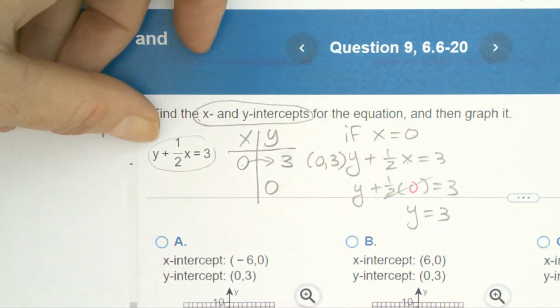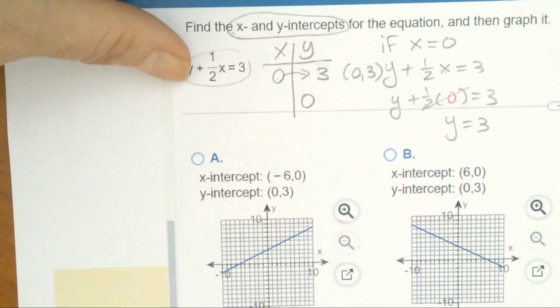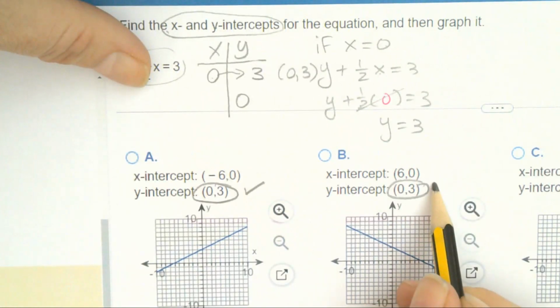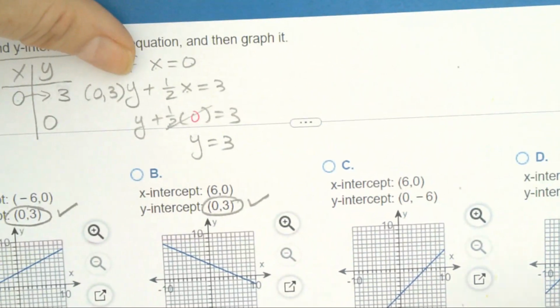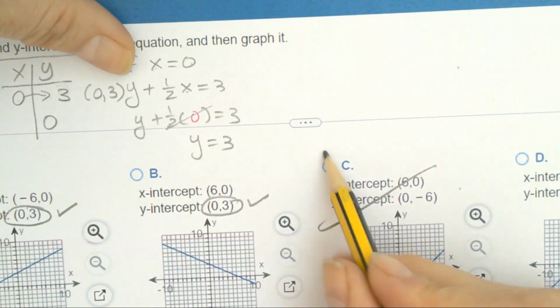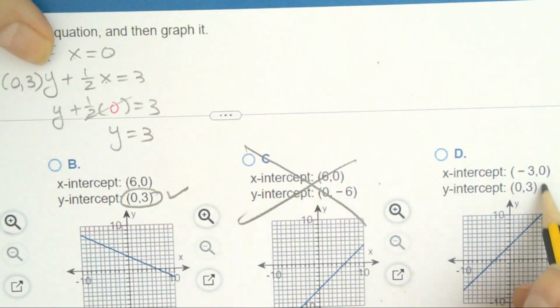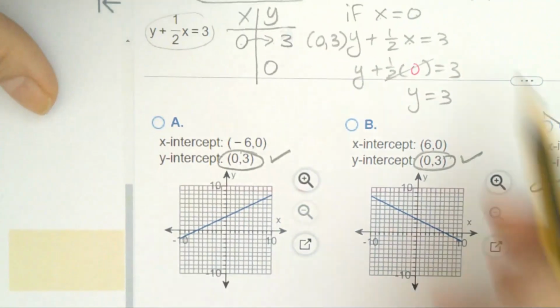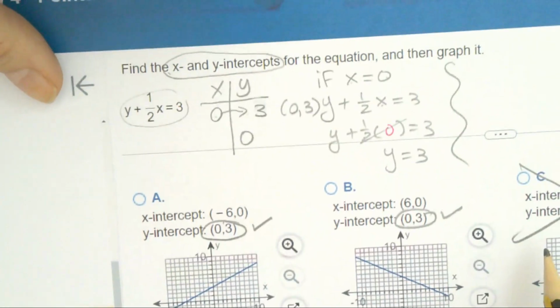So let's check. Oh, we have a 0, 3. Good. We have a 0, 3. Good. There is no 0, 3, so we know it's not C. And we have a 0, 3. Okay, so we got rid of one graph. So now we're going to do the second point.